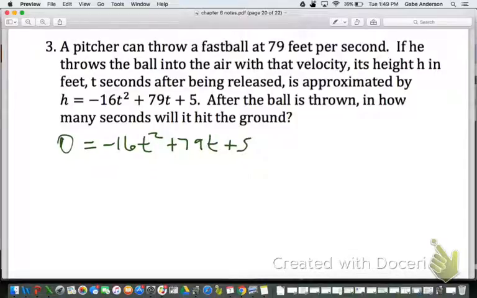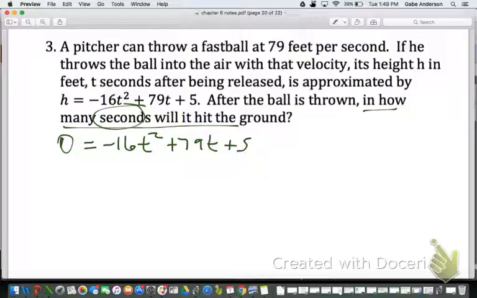And then, of course, the question asked, in how many seconds will it hit the ground? So how many seconds? We're talking about a question about time. And so we want to try to solve this for t. Notice it's a quadratic. And this is actually true to life. The motion of a ball, absent wind resistance, as it's thrown, or anything that's thrown for that matter, not just a ball, is described by a quadratic.